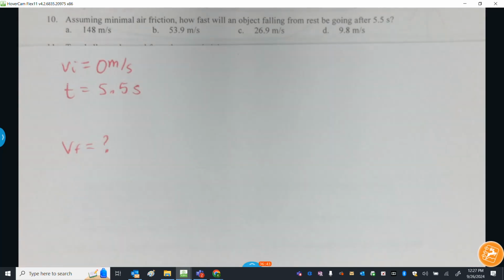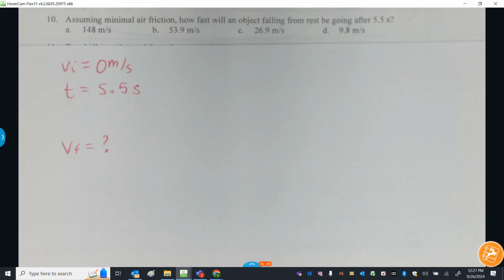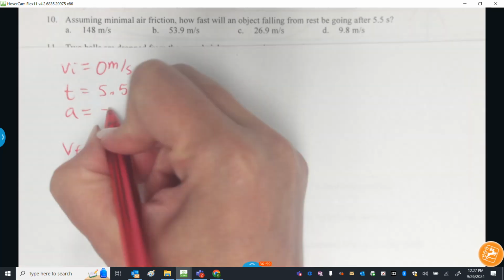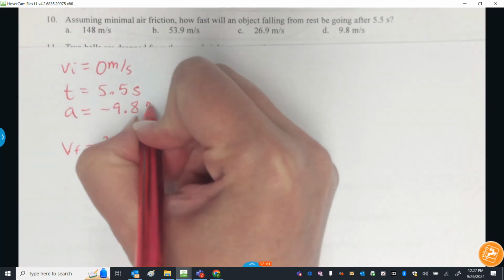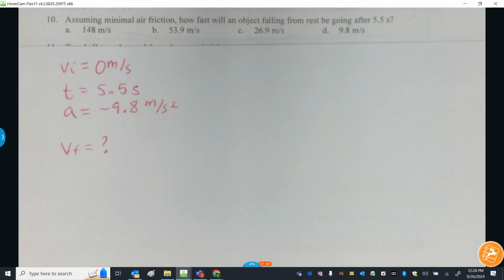So right now, it doesn't look like I have enough information because I only have 2 things labeled, VI and T. I can't find VF. I need something else. What else do I know? Acceleration is due to gravity. I know that. Even though it's not in the question, and it won't be, you need to know this number, negative 9.8 meters per second squared, every time if you have a falling object. All right, so I have VI, T, and A.